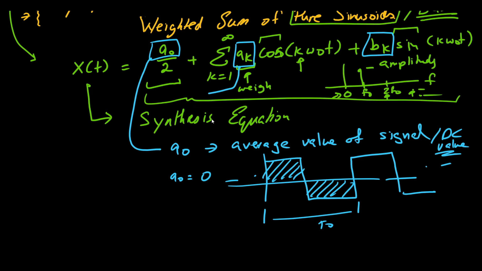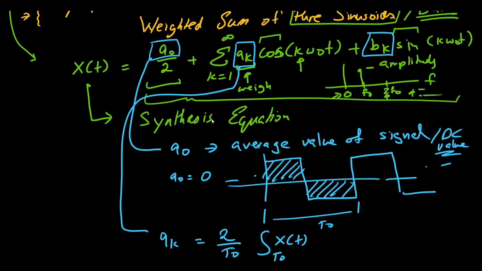Now let us come to the other coefficient, which is ak. This is simply 2 by t naught times the integration over a time period t naught of the signal x of t, which is expressed over here, times the base with which you are actually comparing it. So now we are comparing ak with respect to this base cos function. So we have cos k omega naught t dt.